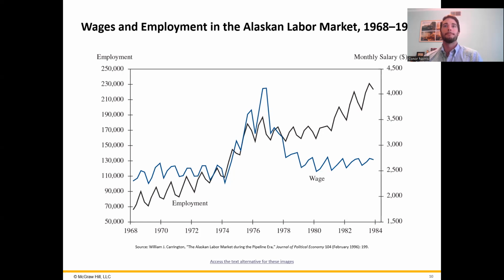So employment spiked, we see up here '74, '75, '76, '77, when they were building the pipelines. We have this notable increase in employment in the state at the time. But then it drops back down afterwards and returns more to the previous trend.